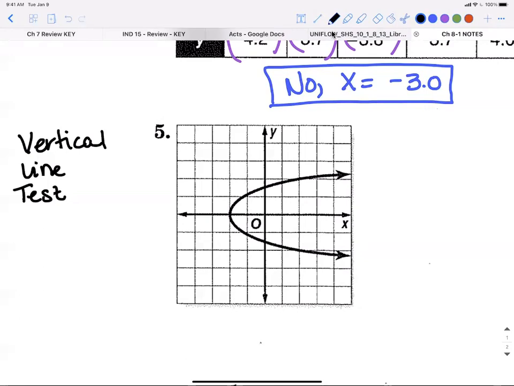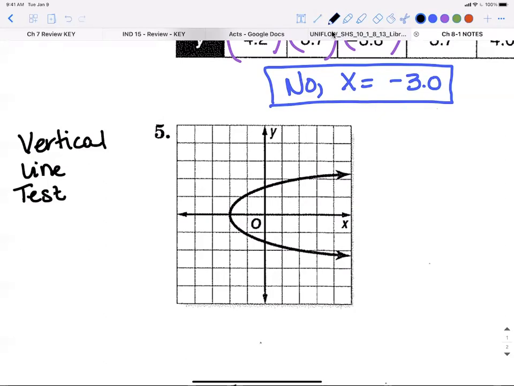Because at X equals 2, which on this graph would be right here, this is X equals 2. At X equals 2, it fails the vertical line test because it touches here and it touches up there. This one fails a lot, and you only take one failure. It only takes one failure to make it not a function. But this particular one fails in several places.